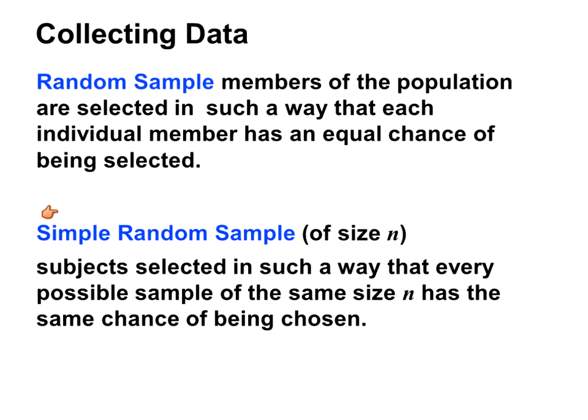Now, a simple random sample is a little different. A simple random sample, subjects are selected in such a way that every possible sample of the same size, let me underline that, of the same size, has the same chance of being chosen. So every sample of the same size has to have an equal chance of being selected.